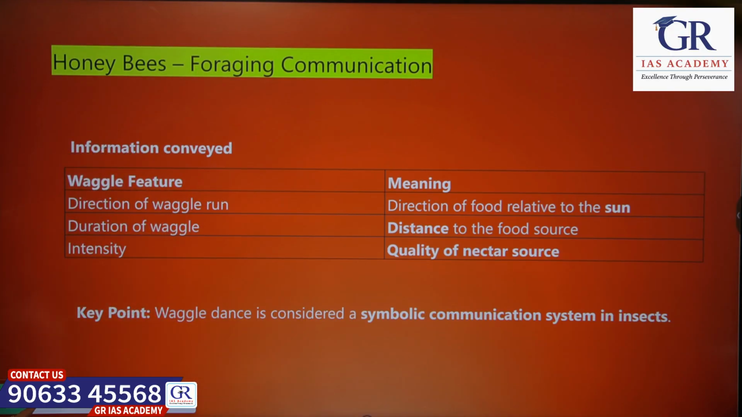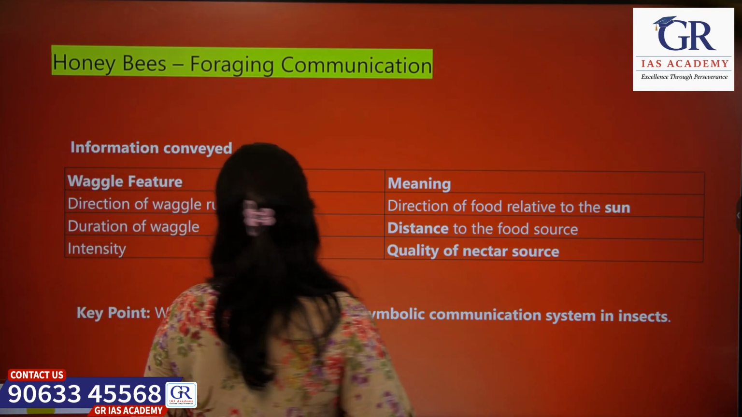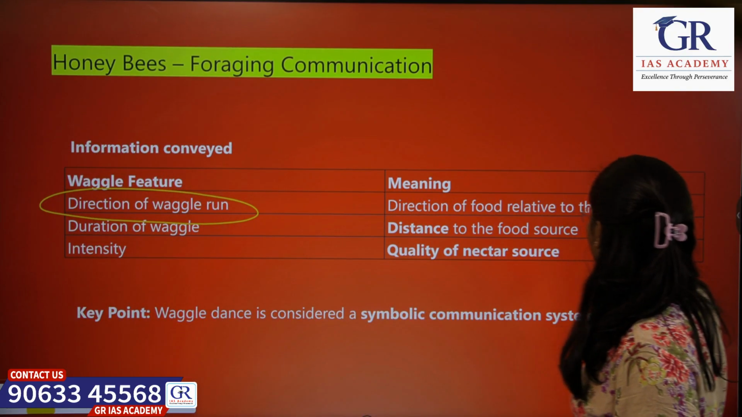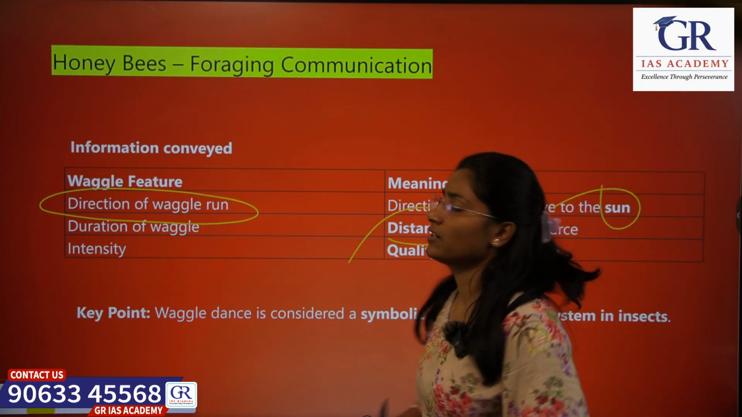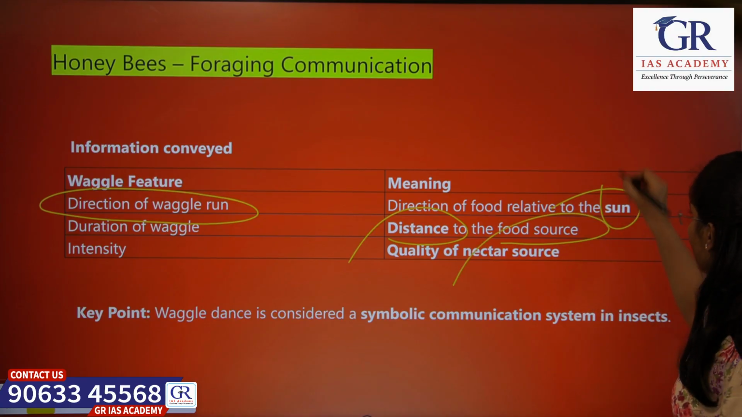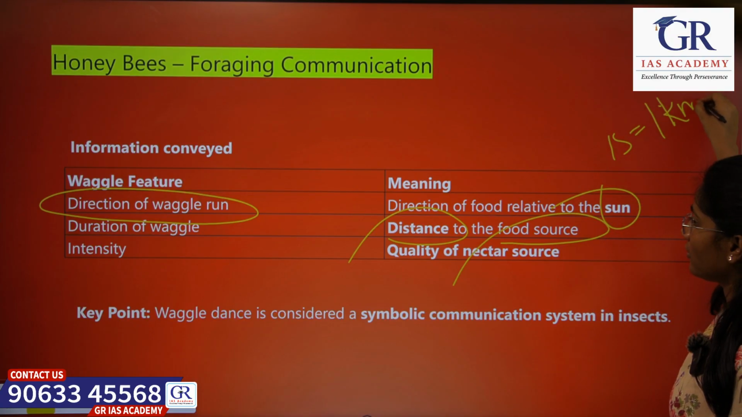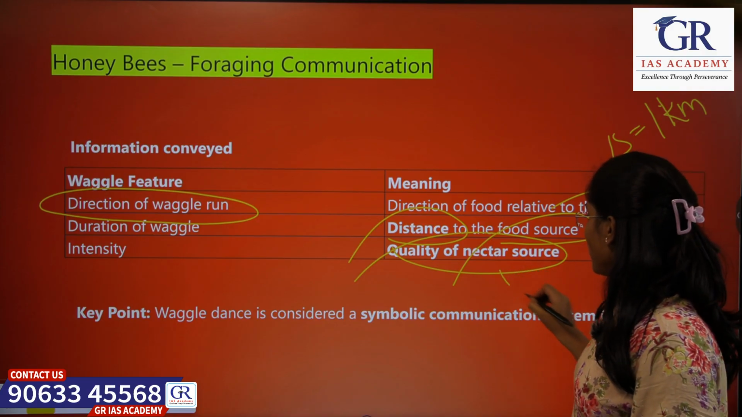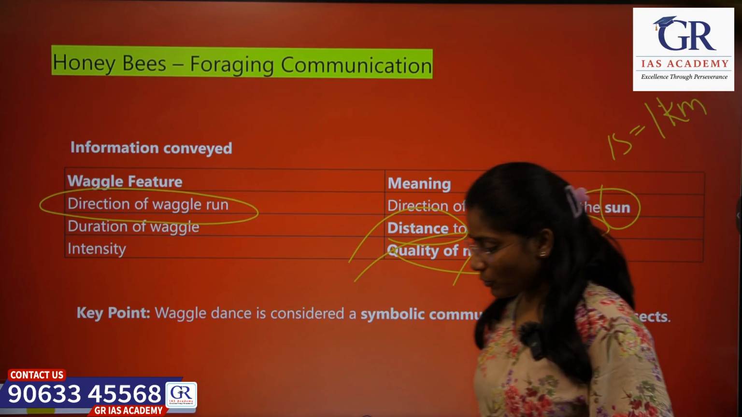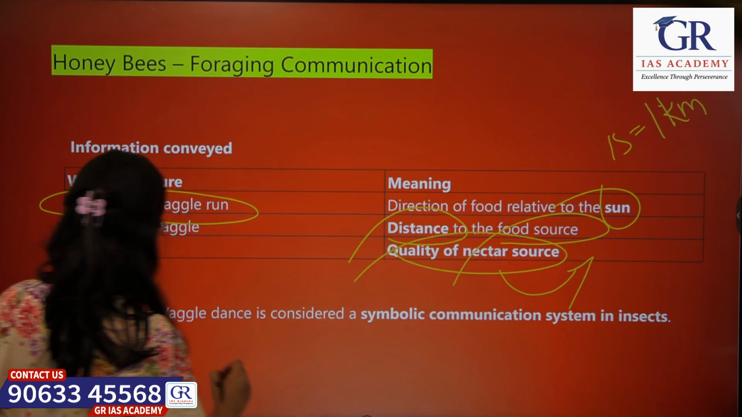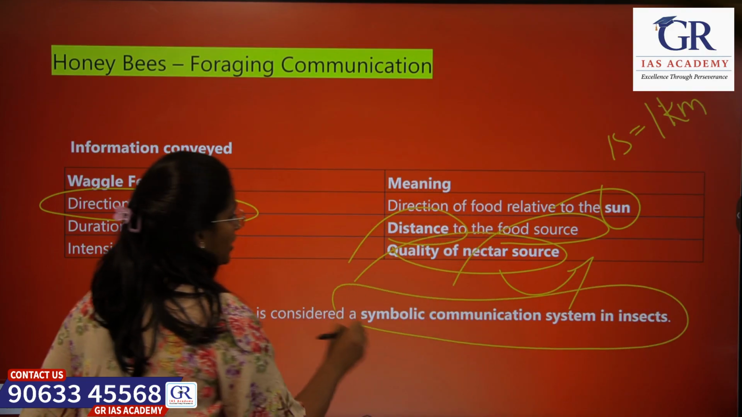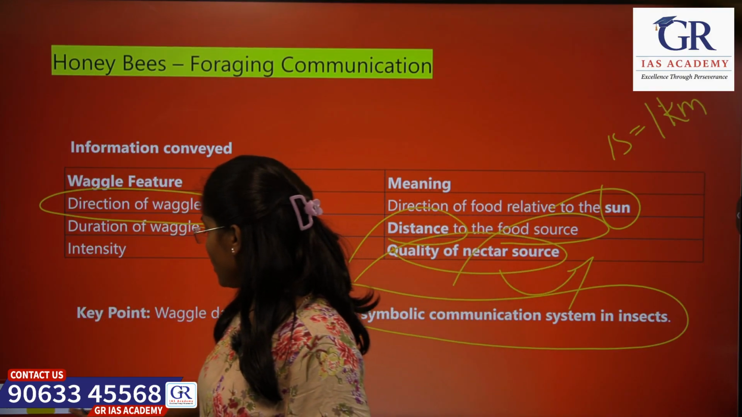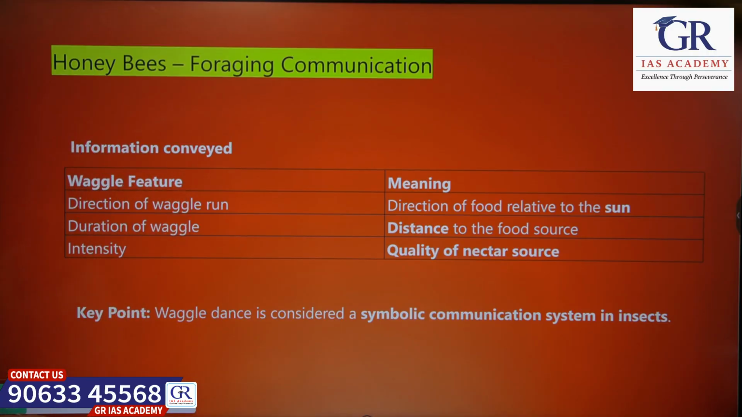So it is giving three pieces of information to the other bees. The first information is the direction of the food source with respect to the sun. And the second one is the distance to the food source. We just saw 1 second is equal to 1 kilometer. And then the quality of the food source. So the important point here for us to remember for the exam is that it is a symbolic communication system which is used by insects to give information about the food sources to the other group members of the species.